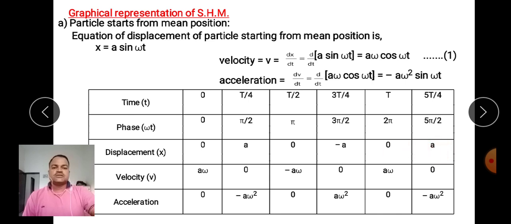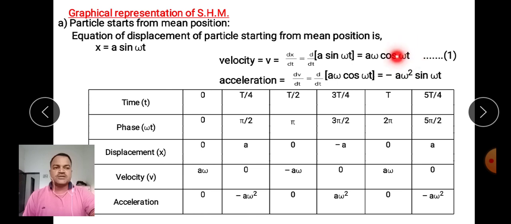Similarly, we get the values of velocity at phase 0, at phase pi by 2, at phase pi, at phase 3 pi by 2. Put velocity is equal to a omega cos omega t in this equation. Omega t is equal to 0, so cos 0 is plus 1, and plus 1 into a omega becomes plus a omega.